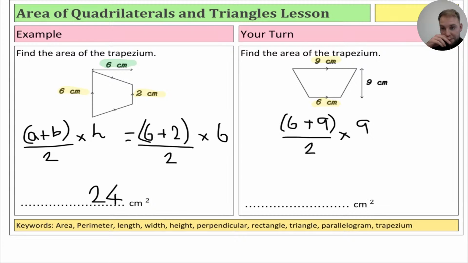So this one here, 6 plus 9 is equal to 15. Divided by 2 is equal to 7.5. 7.5 times by 9. I'm not going to be able to do it. I can do it in my head, but I'm just going to check anyway. 7.5 times by the 9 is equal to 67.5 centimetres squared. Brilliant. Well done if you got that right.